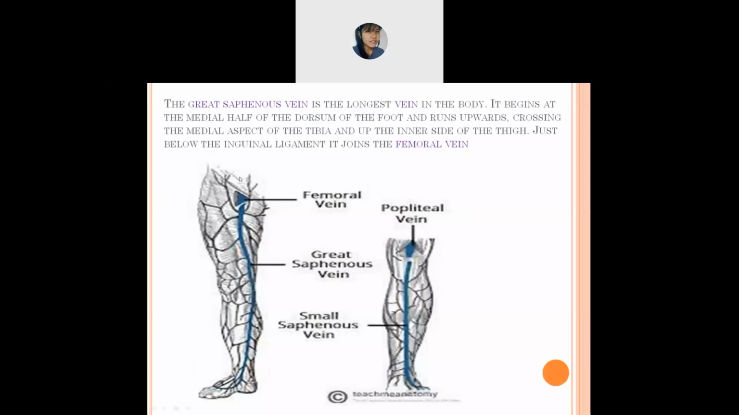They will stop here, where you will find the femoral vein. I hope it's clear about the great saphenous vein. So all the veins, you can just know now, all run upwards because they need to go and reach the heart.